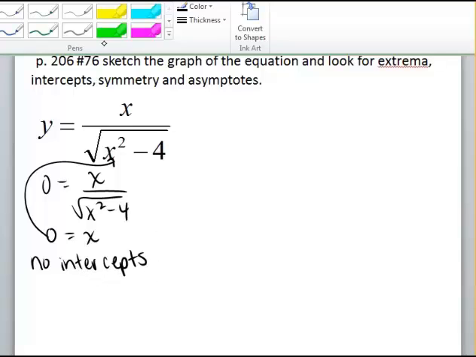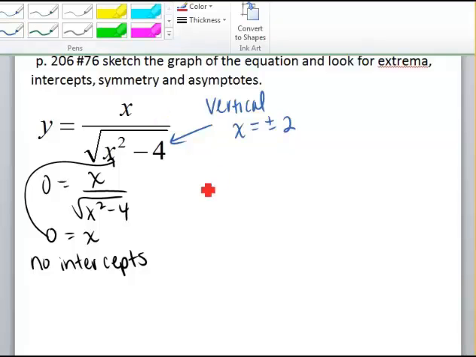We do not have any intercepts, but we do have vertical asymptotes. The vertical asymptotes occur where the bottom equals 0. So those would occur at plus or minus 2. 2 will give me a 0 on the bottom, and so will negative 2.